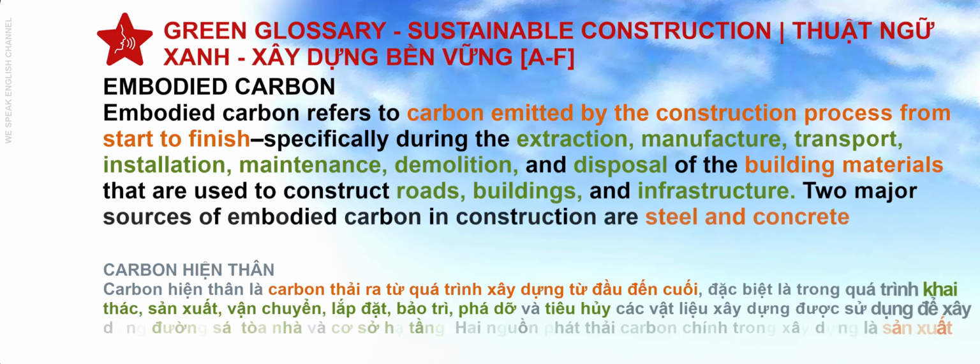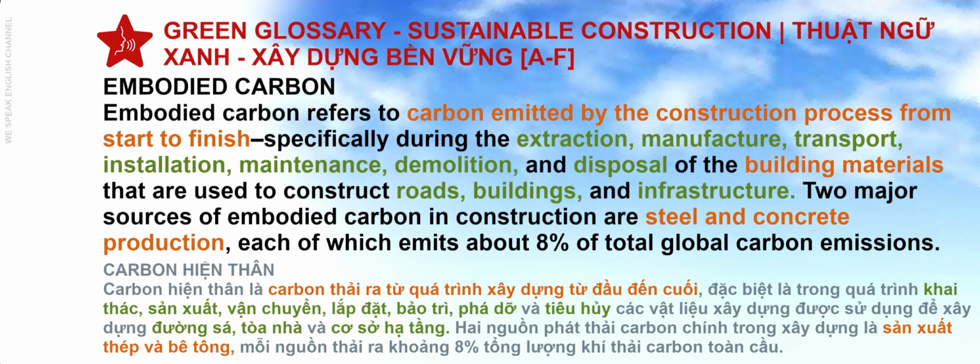Embodied carbon. Embodied carbon refers to carbon emitted by the construction process from start to finish, specifically during the extraction, manufacture, transport, installation, maintenance, demolition, and disposal of the building materials that are used to construct roads, buildings, and infrastructure. Two major sources of embodied carbon in construction are steel and concrete production, each of which emits about 8% of total global carbon emissions.